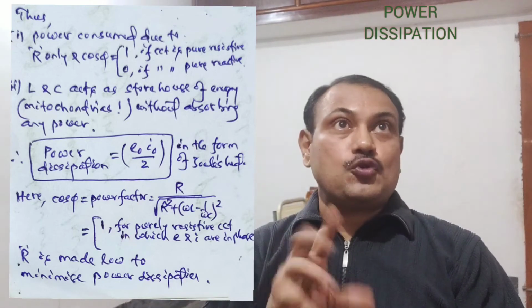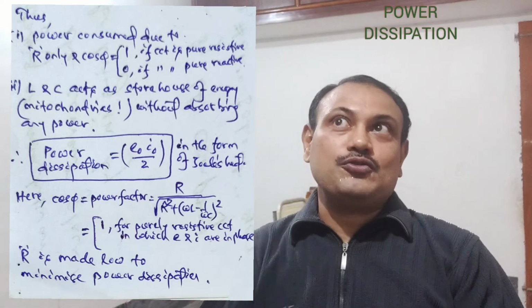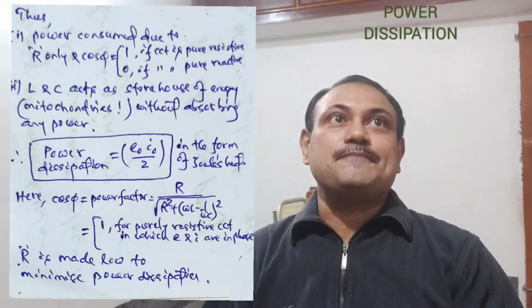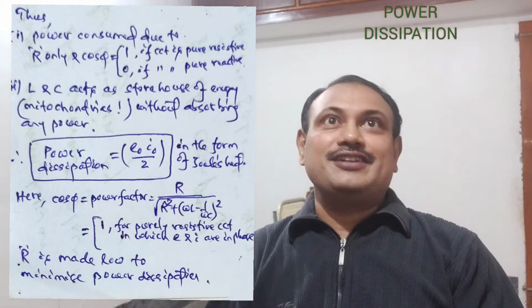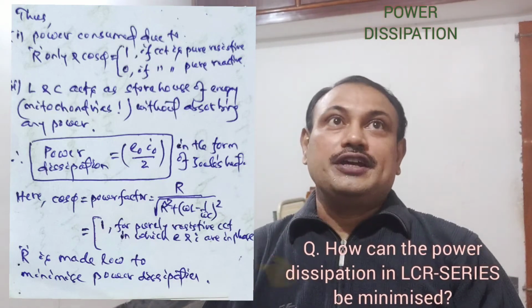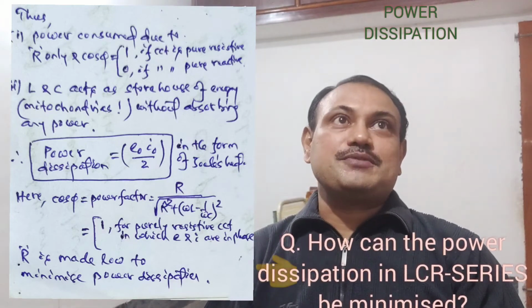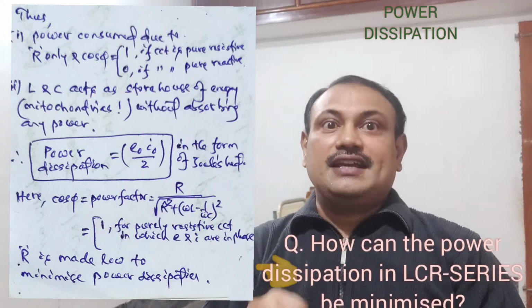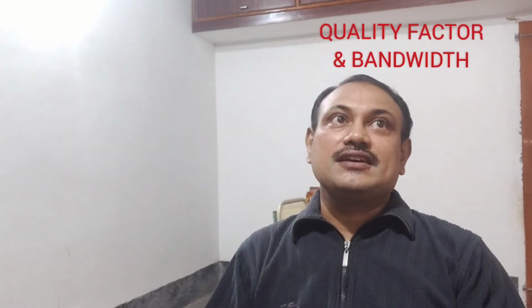L and C act as a storehouse of energy, similar to the case of mitochondria. These are the mitochondria of electrical circuits, that is L and C, to store the energy, and of course without absorbing any energy. And this power dissipation is equal to E0 I0 by 2 in the form of Joule's heat. To minimize this power dissipation, we preferably keep the resistor R at a low value, as we have seen in the workout problems.